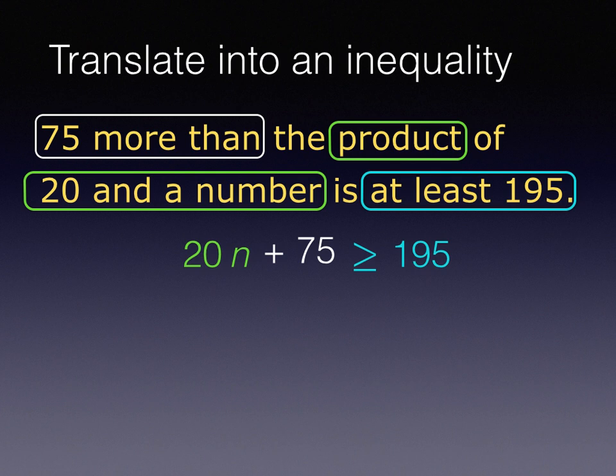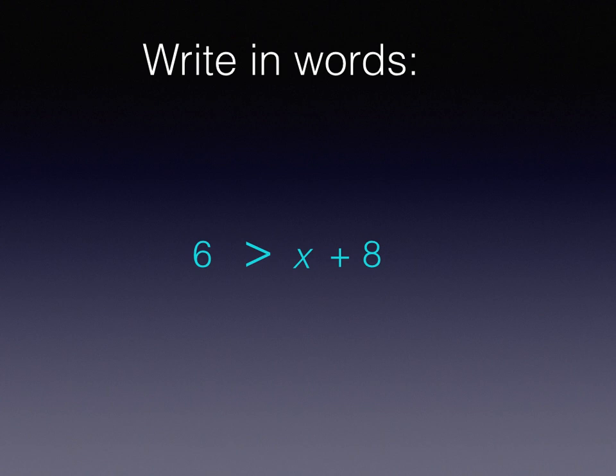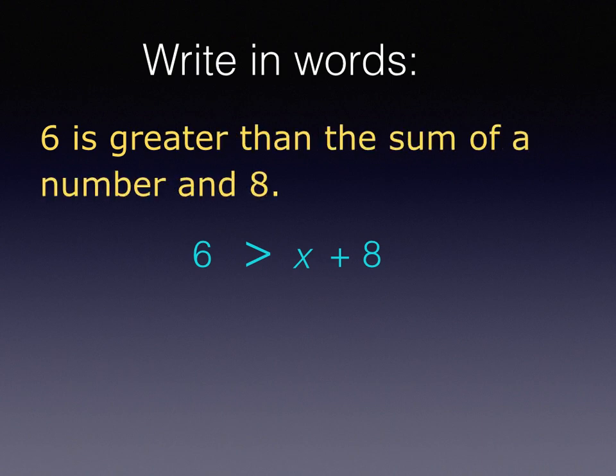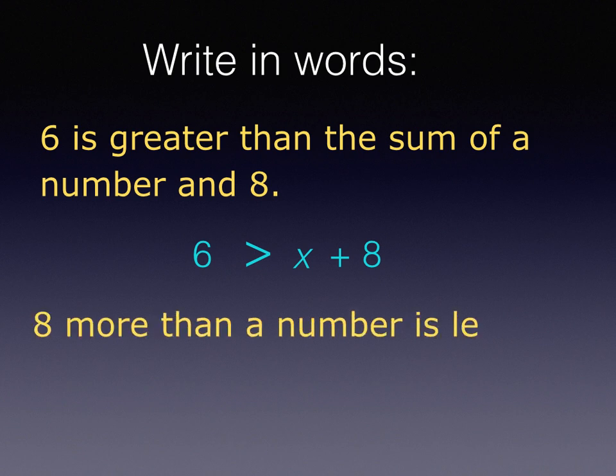Okay, now we're going to go in the reverse direction. We'll give you an algebraic inequality and we're asking you to write it in words. If we were to translate this directly, it would just say 6 is greater than the sum of a number and 8. I mean, that's one way we can think of this. There's many ways we can translate. We could also say 8 more than a number. If we were reading from right to left, we would say 8 more than a number is less than 6.